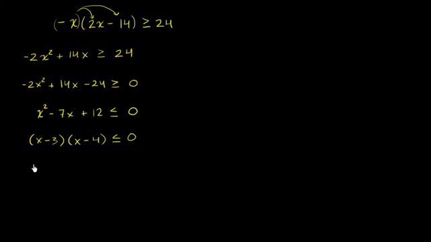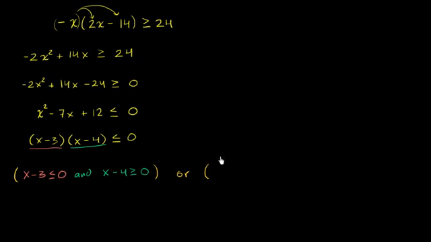So either x minus 3 is less than or equal to 0, and x minus 4 is greater than or equal to 0. So notice this one is non-positive. This one is non-negative. They're either equal to 0 or they have different signs. So that's one situation.